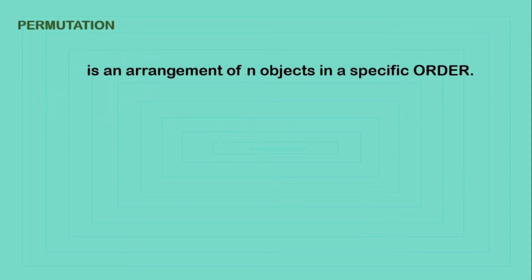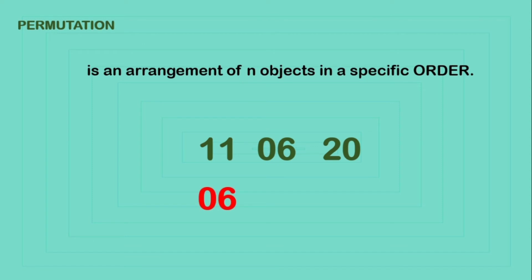Permutation. A permutation is an arrangement of n objects in a specific order. Very important that it is in order. For example, a lock that has a combination of 11, 06, 20. It must be 11 first, then 06, then 20. If you change the arrangement like 06, 20, 11, then the lock will not open. This is a simple example of permutation.